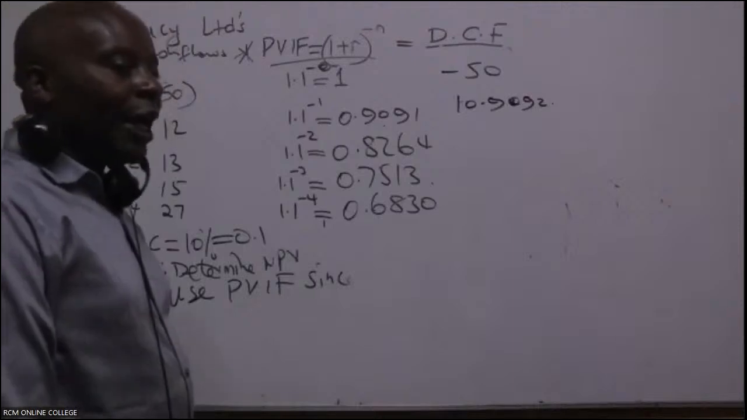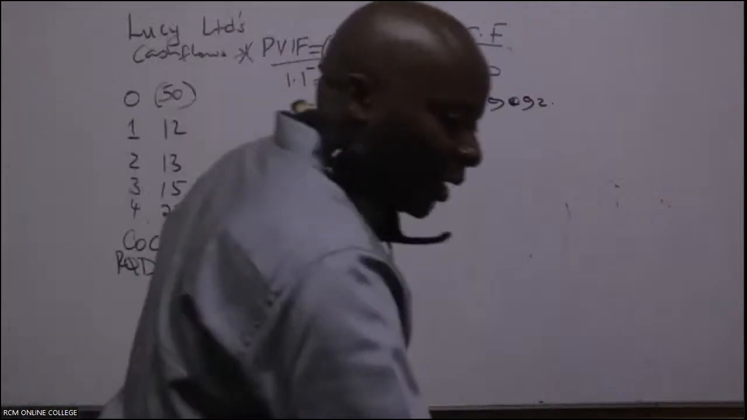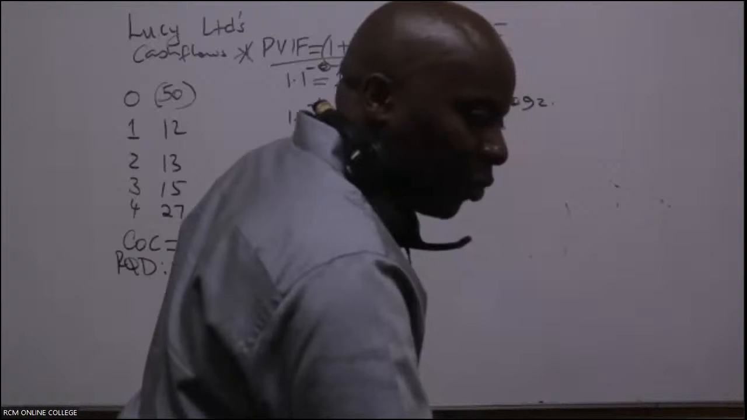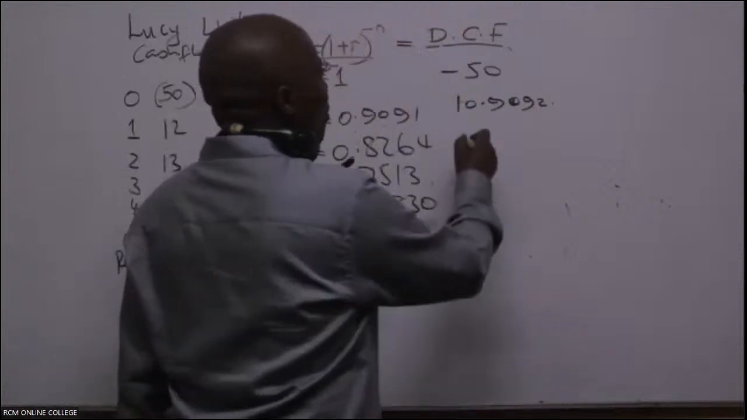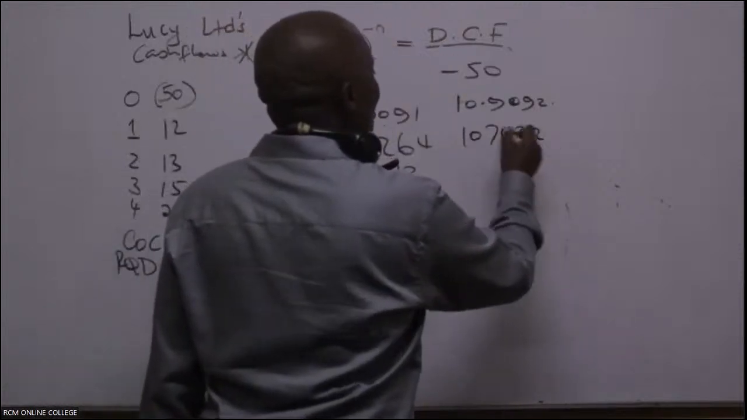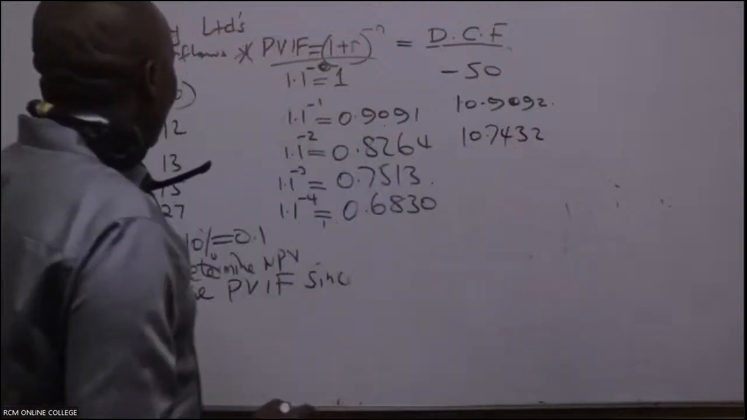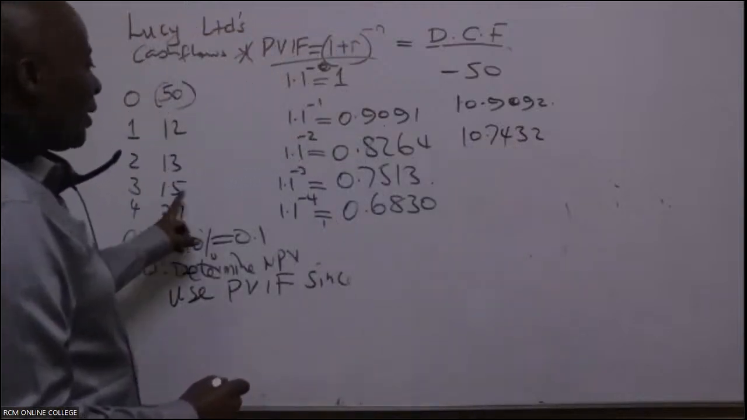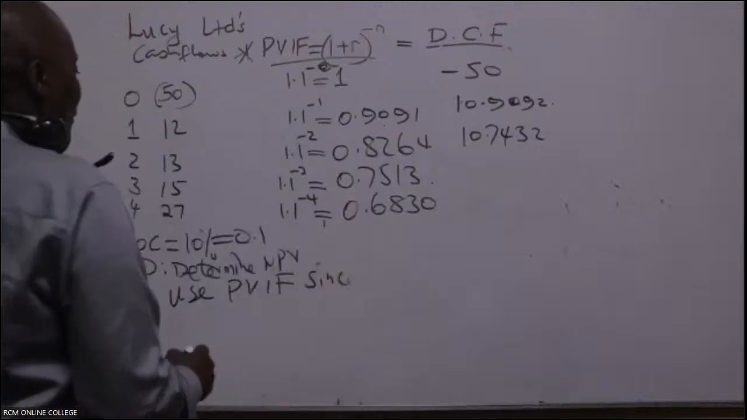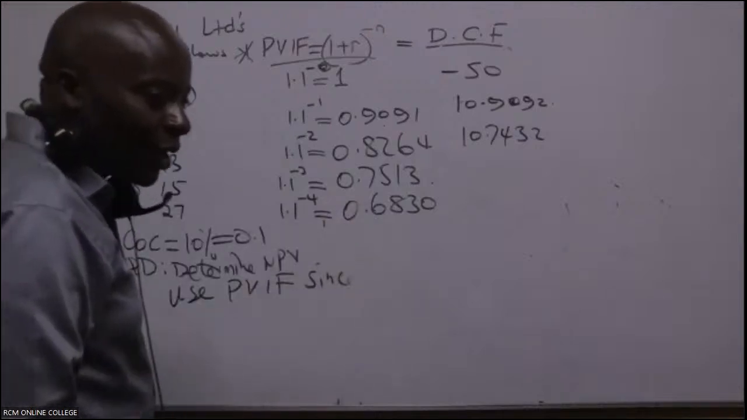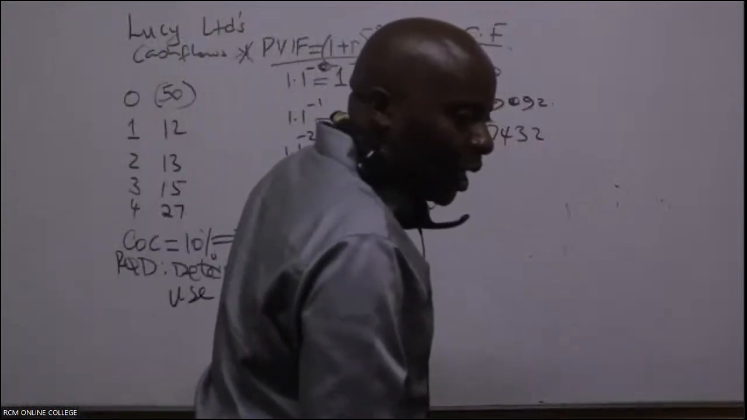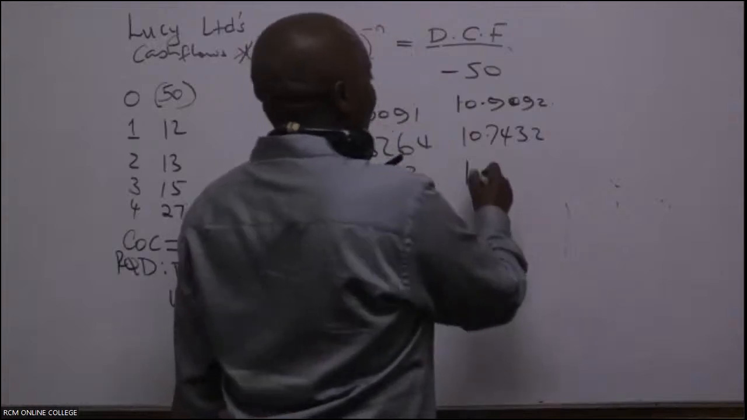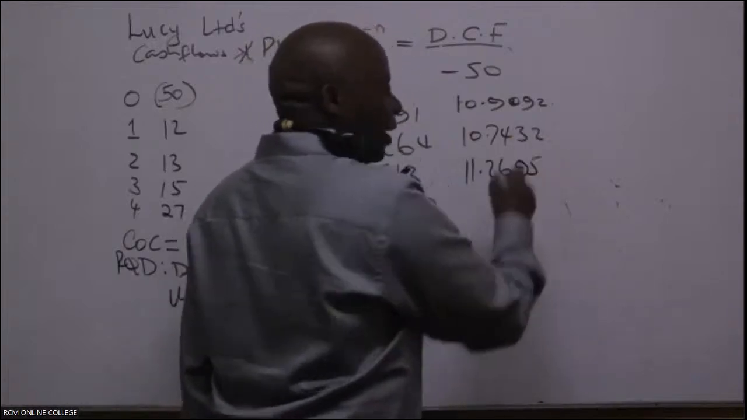How about the third one? When they multiply the third one, they are getting 10.7432. And then, ladies and gentlemen, we have this one here, 15 times 0.7513, and we are able to get there 11.2695.